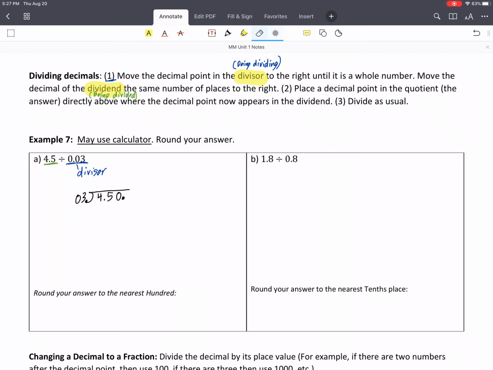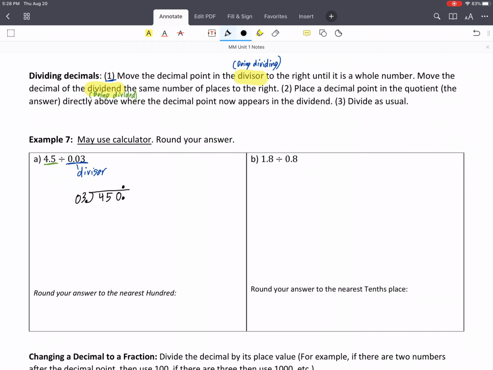So we can get rid of that there. So this was 4 and then a 5. Okay? Now step 2 is we place a decimal point in the quotient, or the answer, directly above where the decimal point now appears. So now we come up here to our answer and put our decimal there. And then we divide like normal.